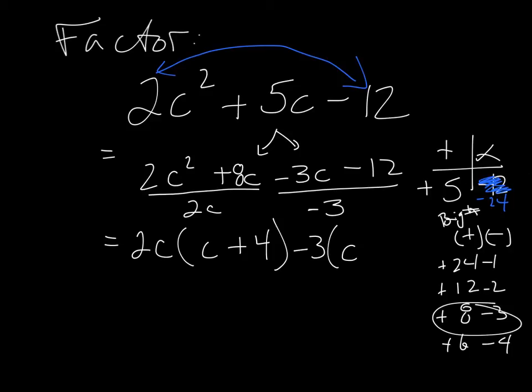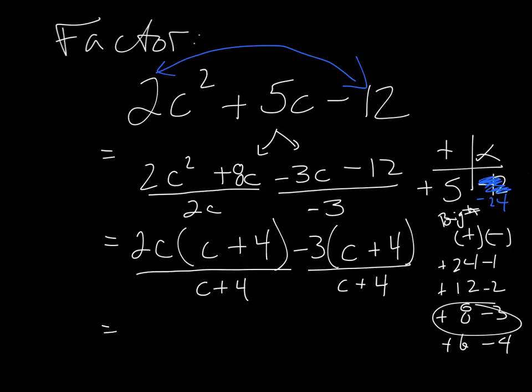And what's negative 12 divided by negative 3? That's positive 4. Again, I look at what's inside each set of brackets, and I know that I'm in a very good place because these match. So I'm going to divide by c plus 4 and divide by c plus 4, which equals, or factor out c plus 4, so I write c plus 4 brackets. What's left over? 2c minus 3 are our 2 factors.